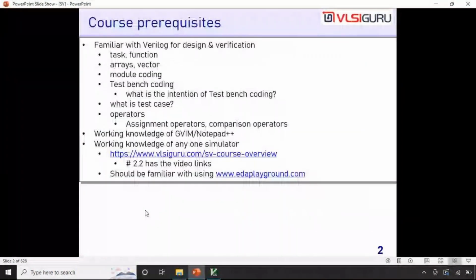So, what are the course prerequisites? You should be familiar with basic Verilog for design and verification purpose. You should be good with understanding of tasks and functions, arrays and vectors, and how to code a simple module, like module, initial, those kinds of things. The basic test bench coding. You should understand the intention of the test bench.